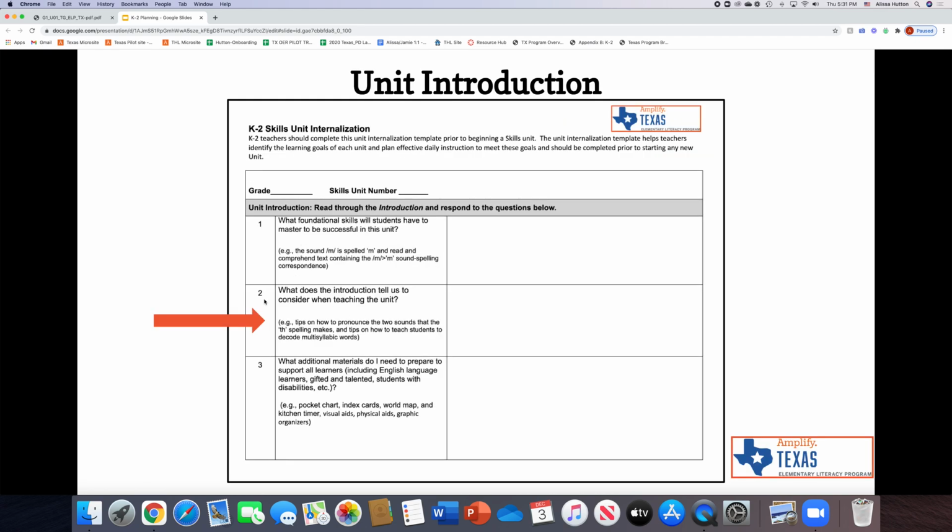We're going to continue on to the second step in our unit internalization, and as you can see, we'll continue to use that unit introduction component. This second question says, what does the unit introduction tell us to consider when teaching the unit?